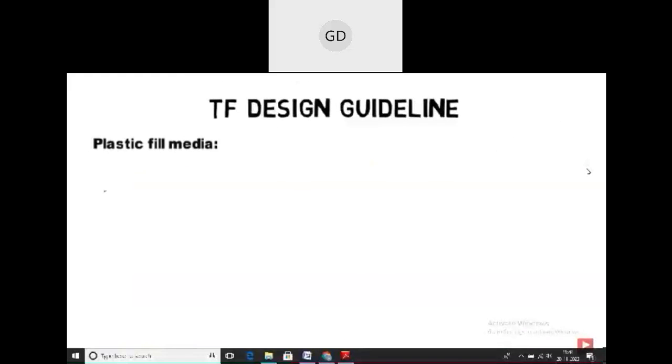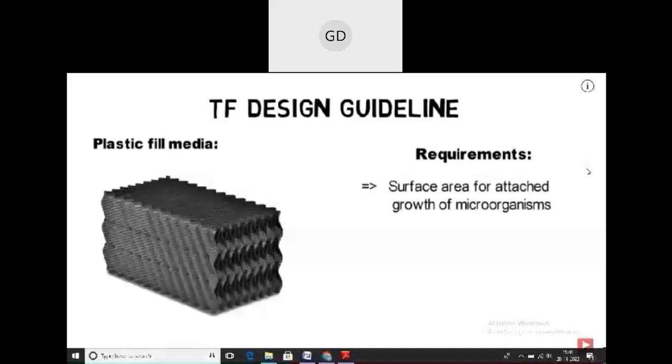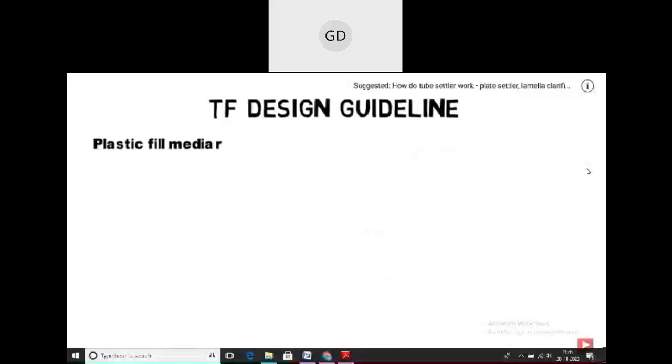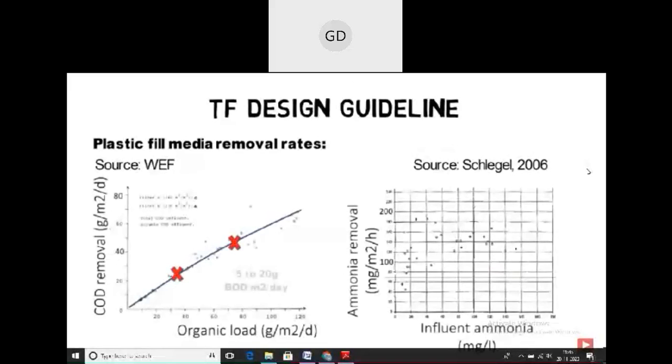The plastic film media layers must provide enough surface area for attached growth of microorganisms, ensure a good water and air mixing, as well as withstand structural loadings. Typical removal rates for trickling filters are between 5 and 20 grams BOD per square meter plastic film media surface area per day and 1 to 2 grams ammonia per square meter per day.